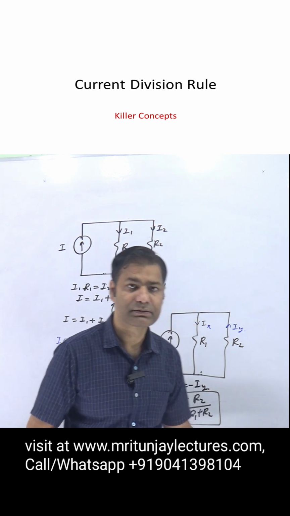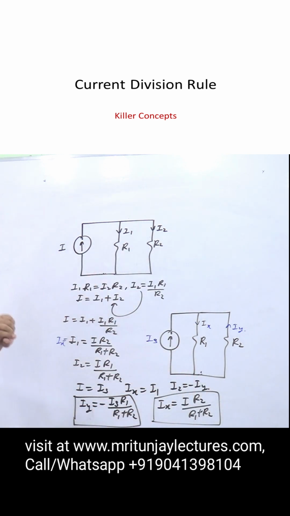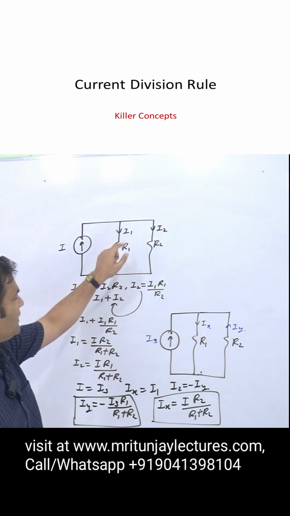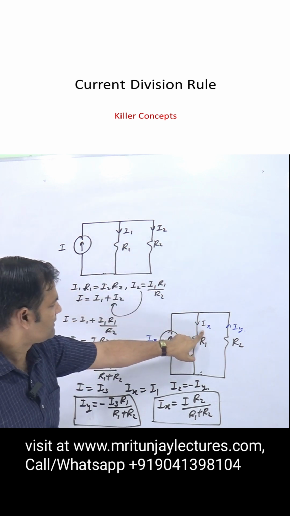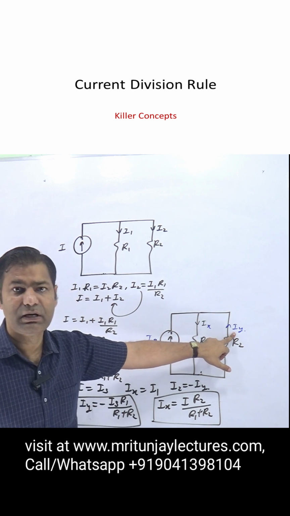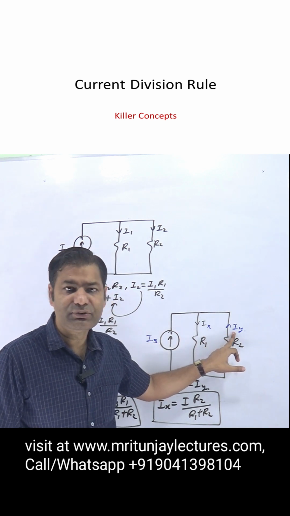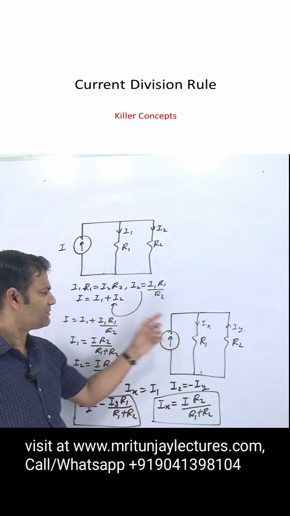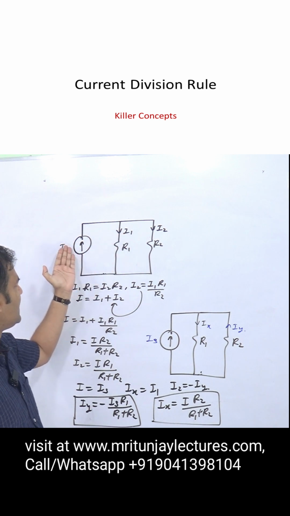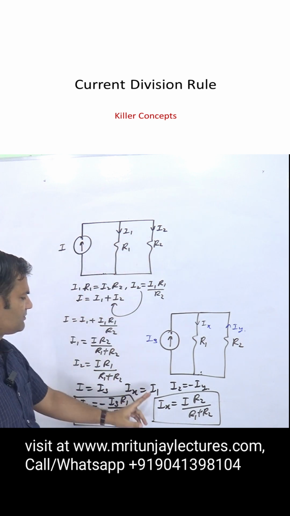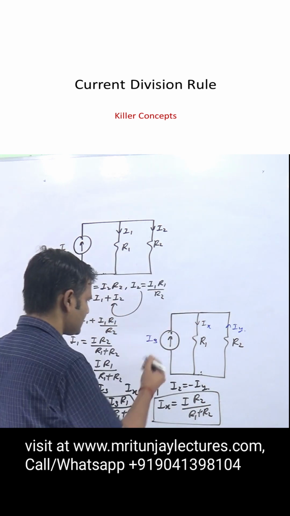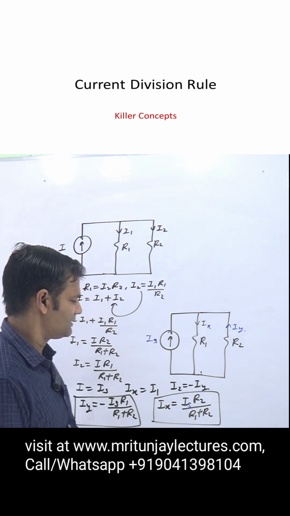If any doubt, simple. Now look. Is is I1, but what about Iy? Iy is opposite to I2. So Ix is the same as I1. I1 is I into R2 divided by R1 plus R2, same. So Ix is written as I into R2 divided by R1 plus R2. But here the current is Is, so write Is.